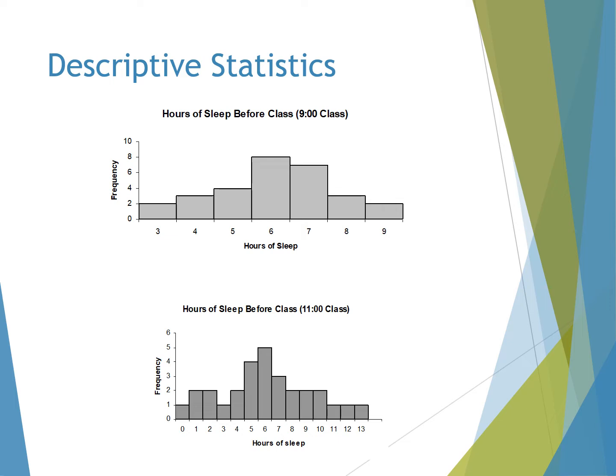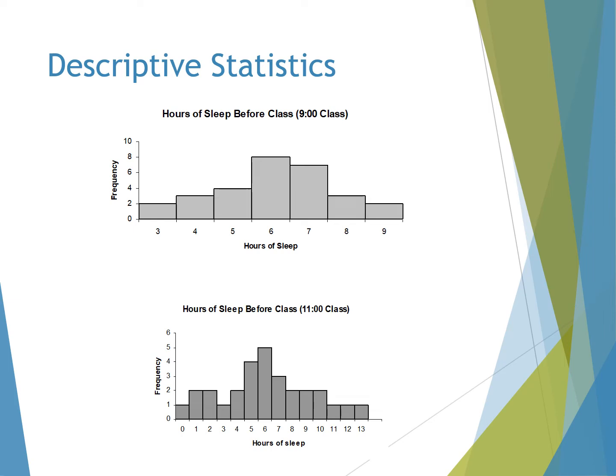It's important to remember that while we rely relatively heavily on measures of central tendency, the average or measure of central tendency doesn't necessarily tell us all. These are two distributions that have the exact same mean. But if you look at them, they don't really look the same. This is depicting the hours of sleep that students got before a 9 a.m. versus 11 a.m. class.